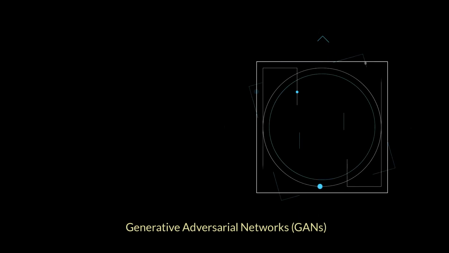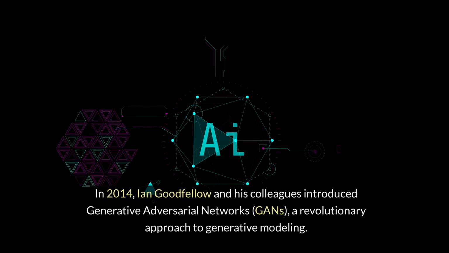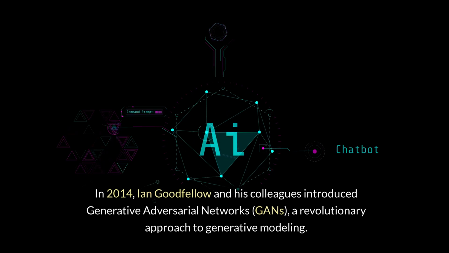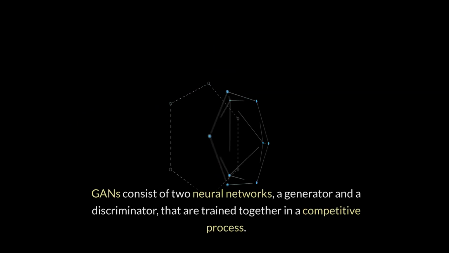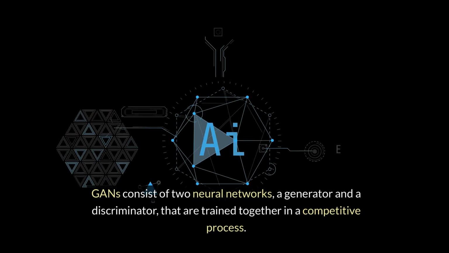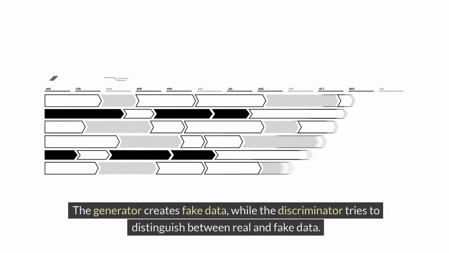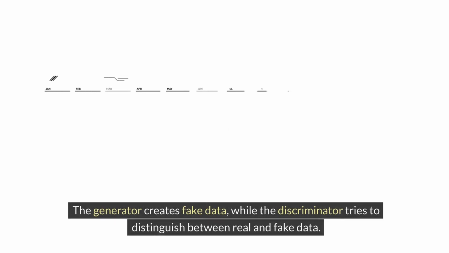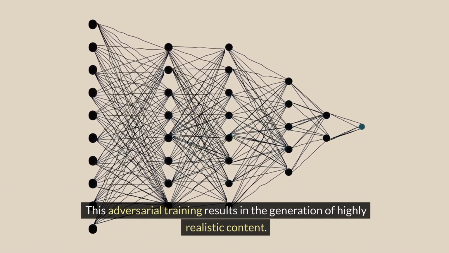Generative adversarial networks, GANs. In 2014, Ian Goodfellow and his colleagues introduced generative adversarial networks, GANs, a revolutionary approach to generative modeling. GANs consist of two neural networks, a generator and a discriminator, that are trained together in a competitive process. The generator creates fake data, while the discriminator tries to distinguish between real and fake data. This adversarial training results in the generation of highly realistic content.